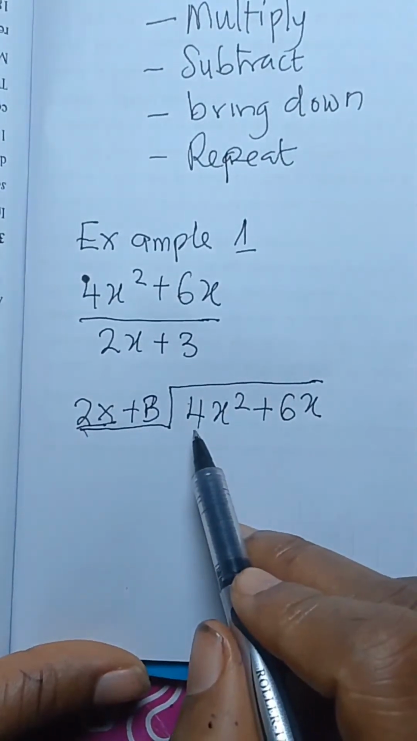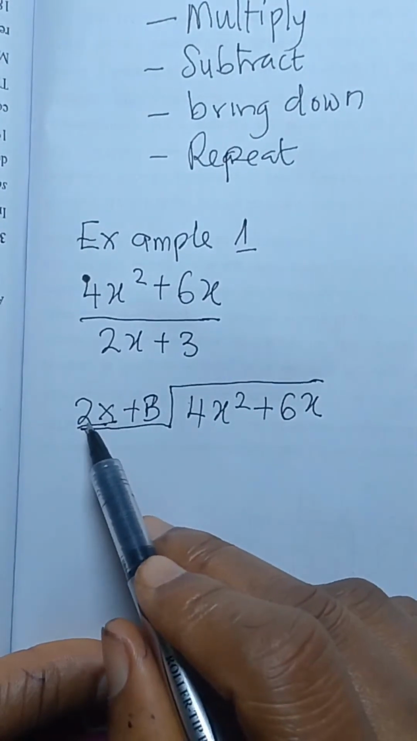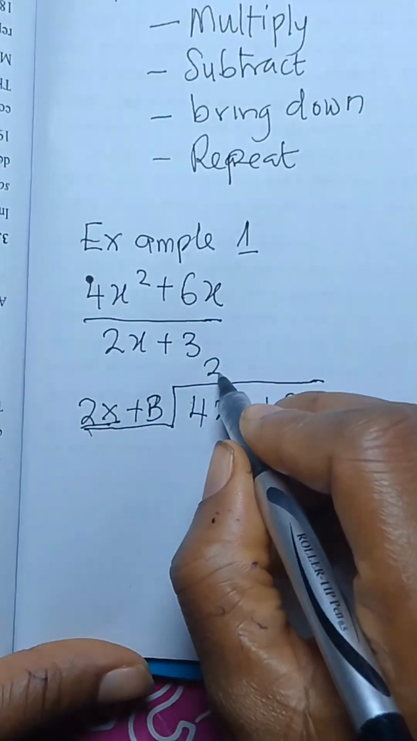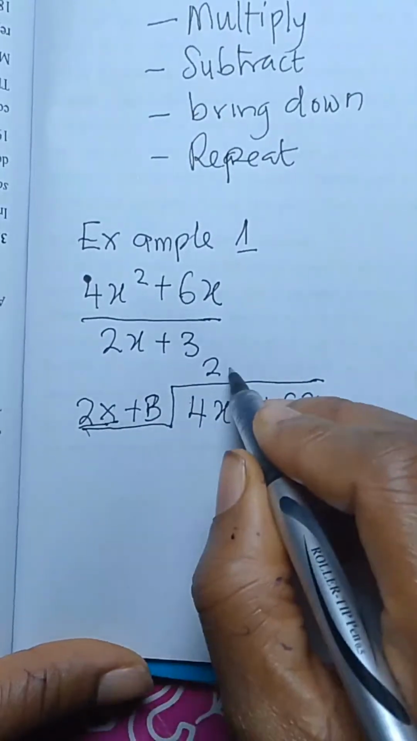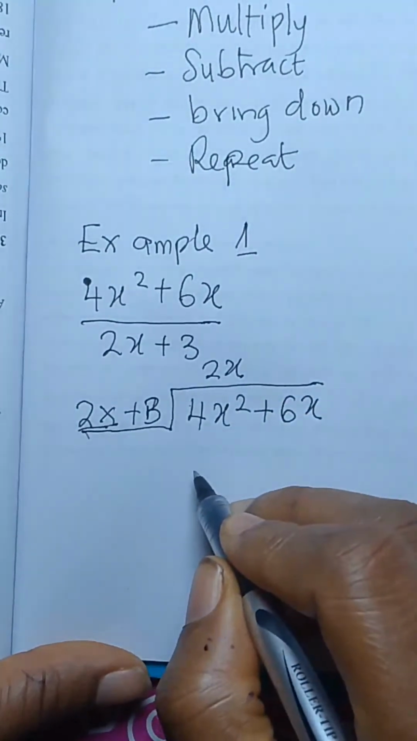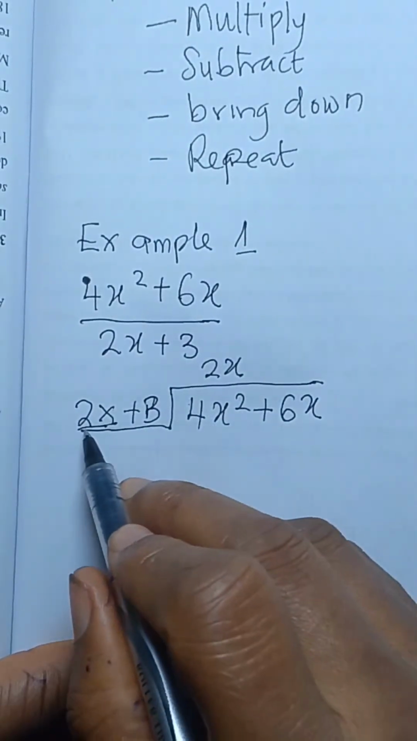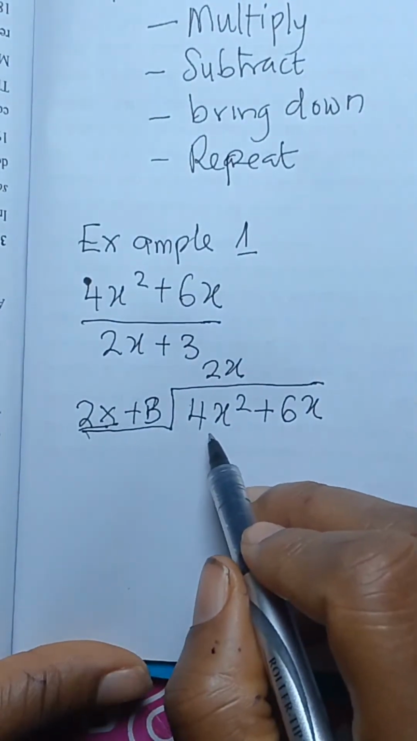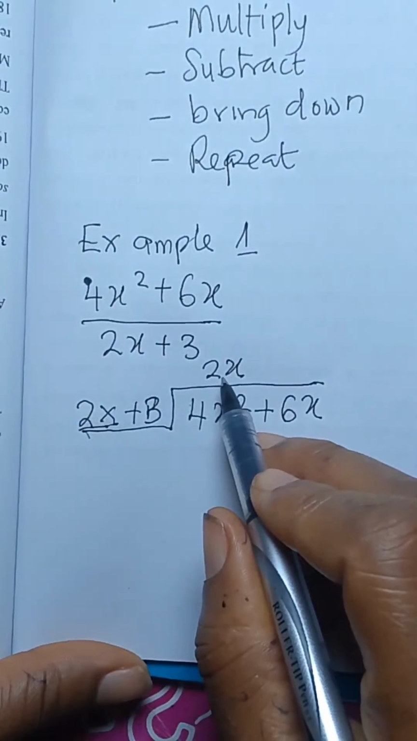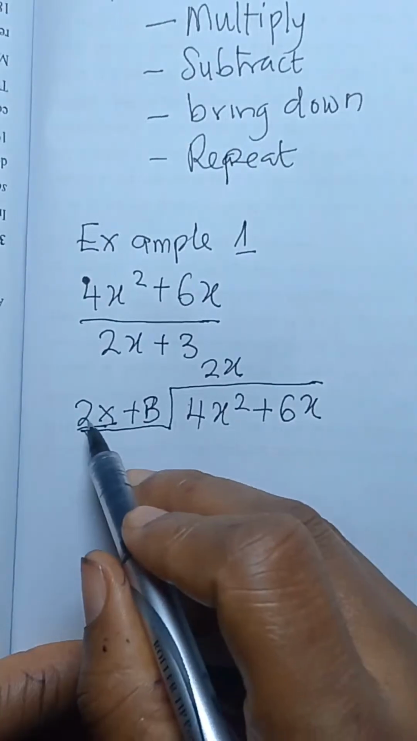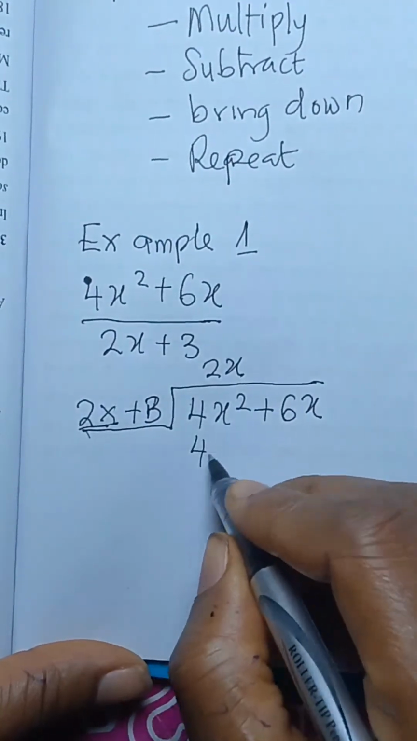Then we pick 4x squared divided by 2x. 4 divided by 2 will give us 2. X squared divided by x will give us x. All right, that is all. You will not divide this side, just divide the first term here. You pick the first term here, divide it by the first term here. Then you're going to use this one, which is the quotient, to multiply the 2. Okay, so 2x times 2x will give us 4x squared.